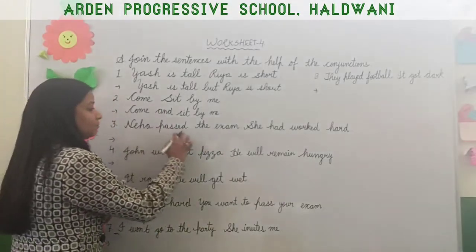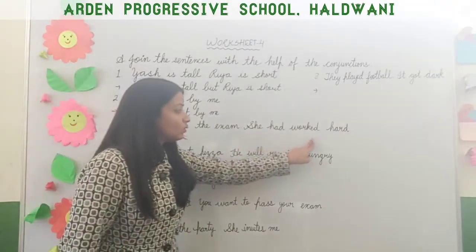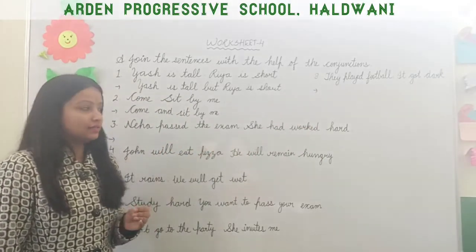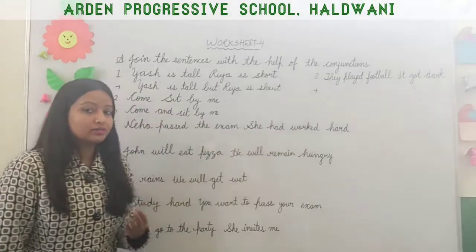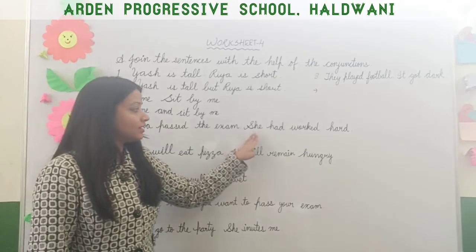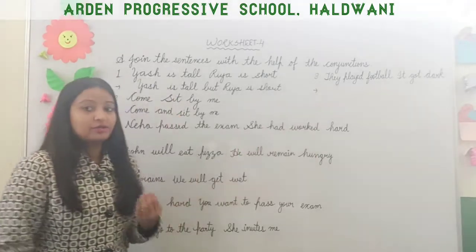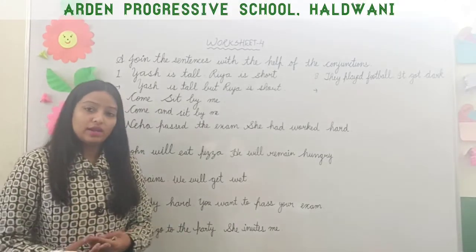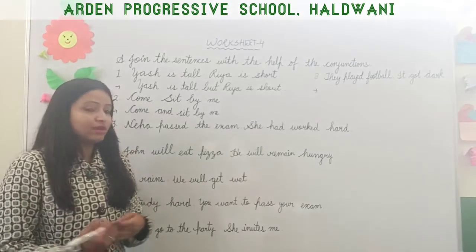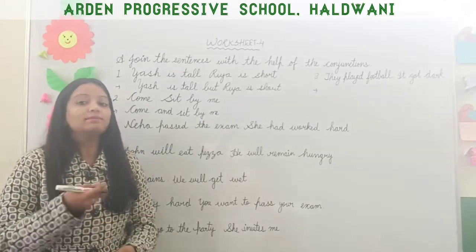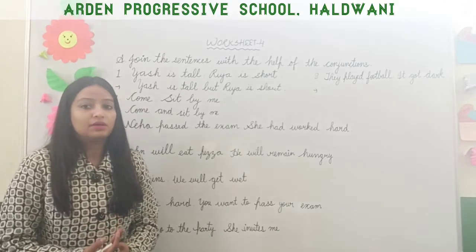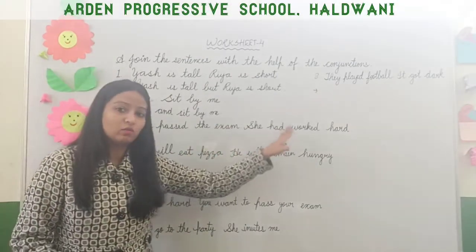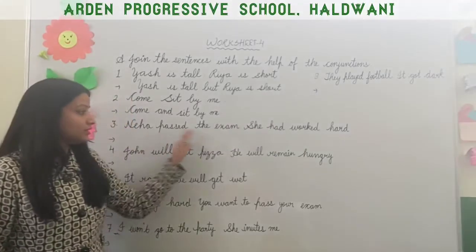Now the next is: Neha passed the exam. She had worked hard. Neha passed the exam. She had worked hard. What is the reason of passing the exam? The reason is she had worked hard. So what did I explain? I have explained that whenever we give reason of something, before the main reason, we write because. So Neha passed the exam because she had worked hard. This is the reason of passing the exam.